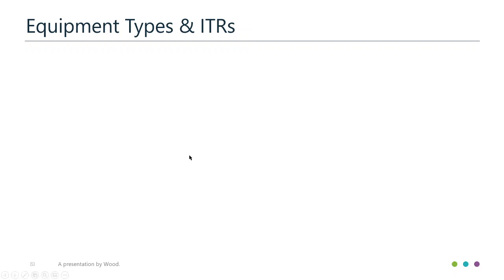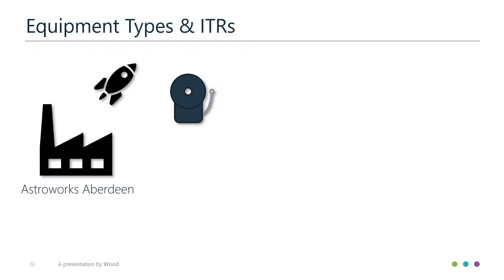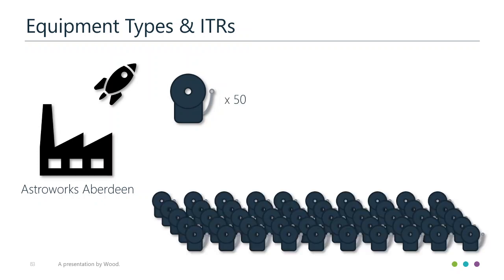So let's imagine that we have a factory. It's going to be a new factory that we're going to be building, and this factory builds rockets. In this rocket building factory, we are going to have to install a bunch of fire alarms, specifically 50 of them. For each of these fire alarms that we're going to have to install, we're going to have to do some tests. So we're going to have some ITRs against them.